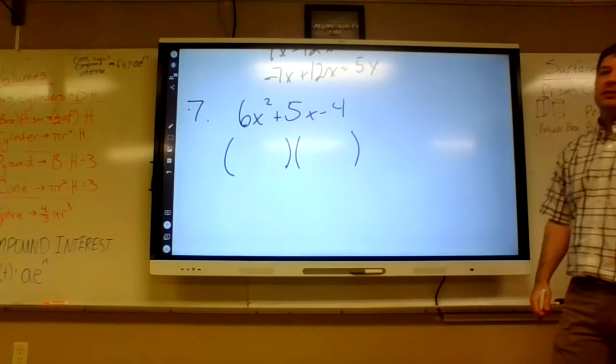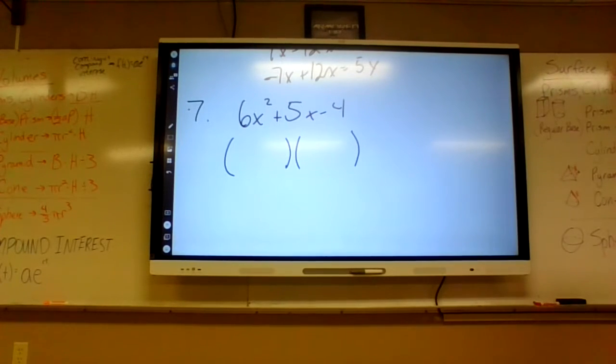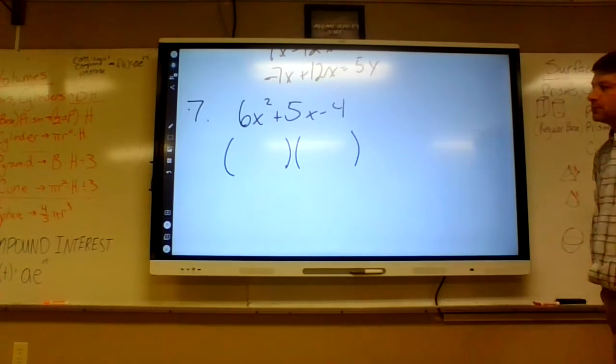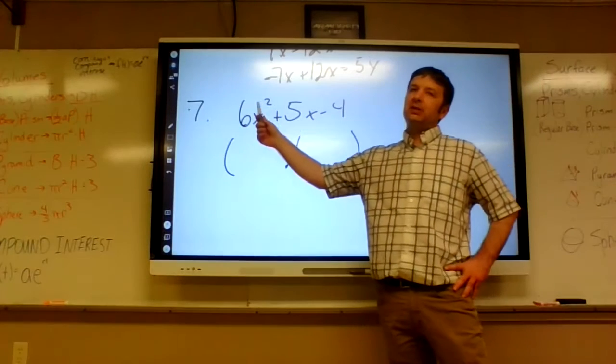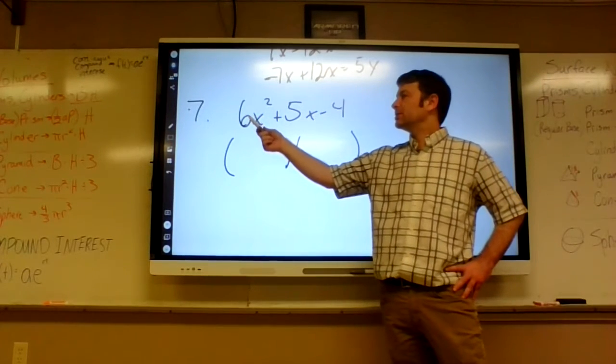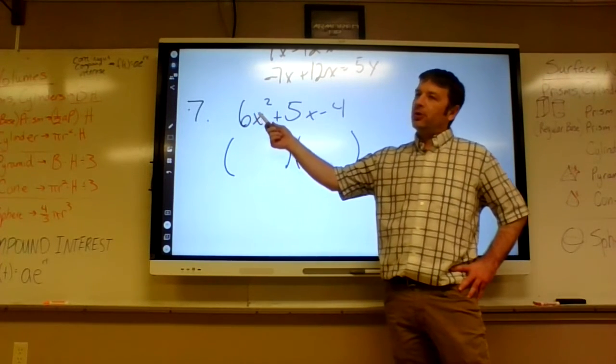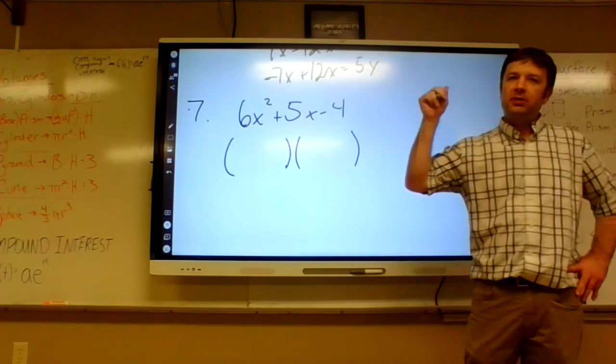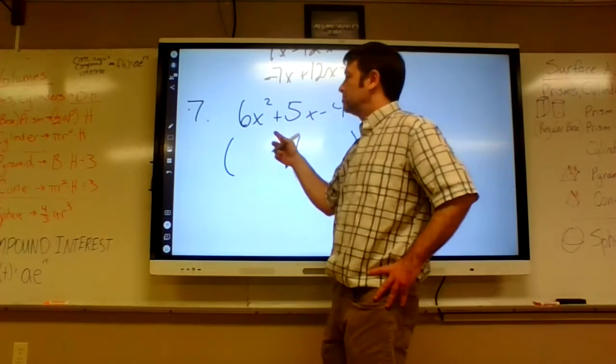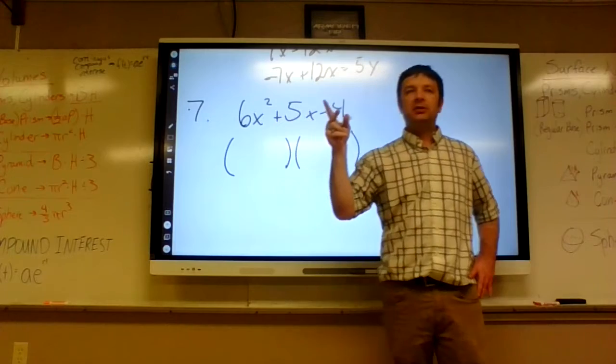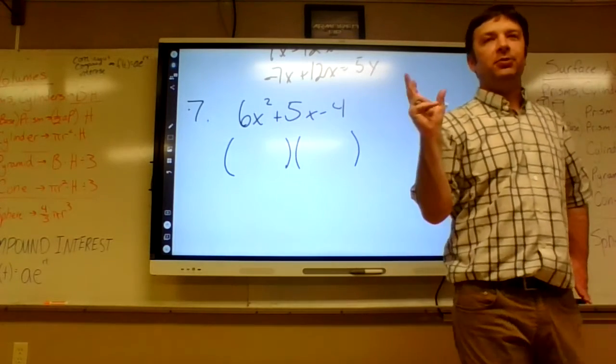Number 7, 6x squared plus 5x minus 4. So, what's going to go in front on number 7? What goes into 6? x squared. What goes into 6? Okay, 1x and 6x, or 3x and 2x. Okay, how do I know which it is?